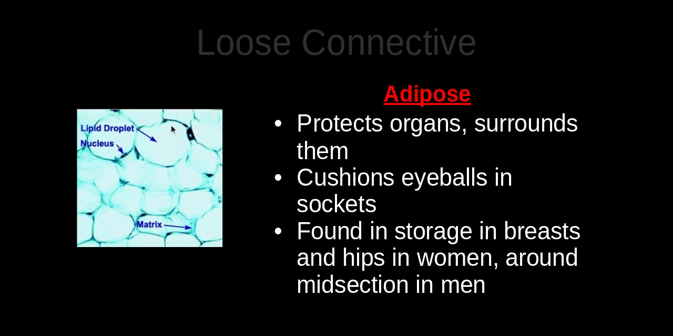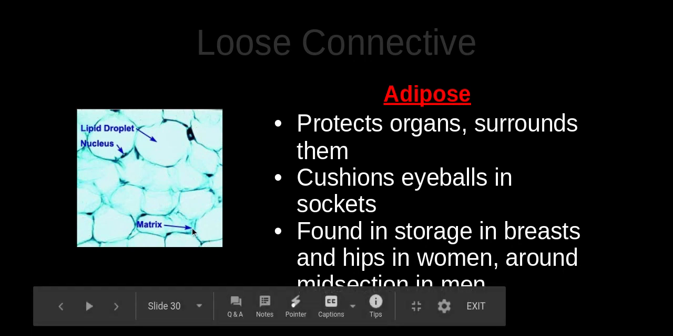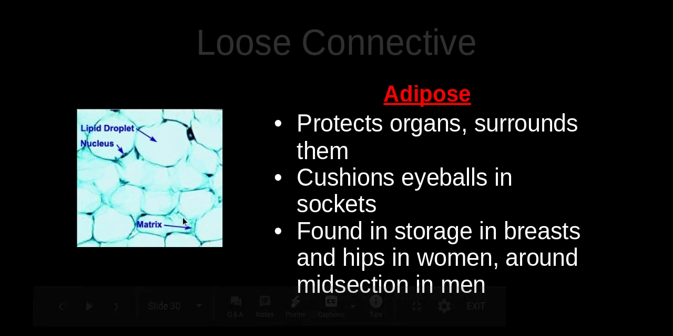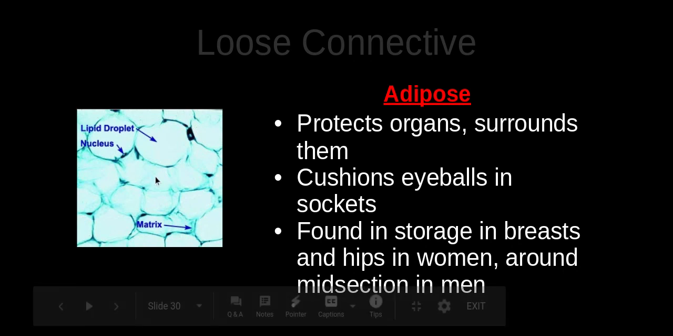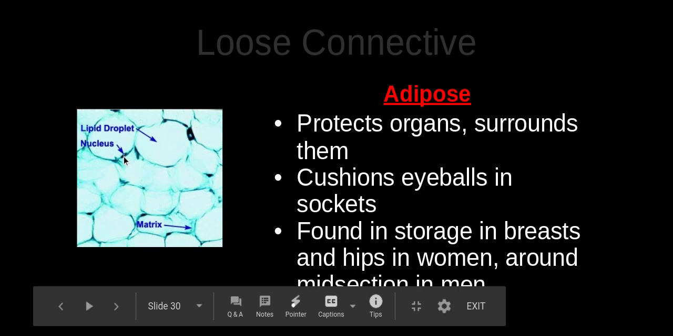And so when we look at our picture, what you're looking at here is some of that oil, the lipid droplet that we talked about. Then the in-between space is the extracellular matrix. And so we can see that it looks very different from the other ones that we looked at. And then here's the nucleus of one of the cells.